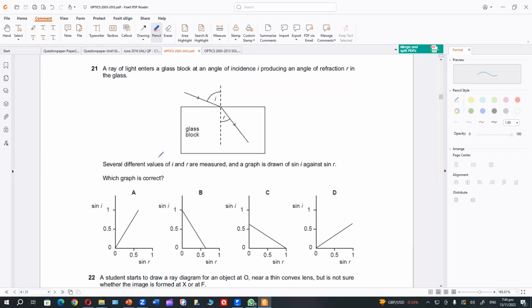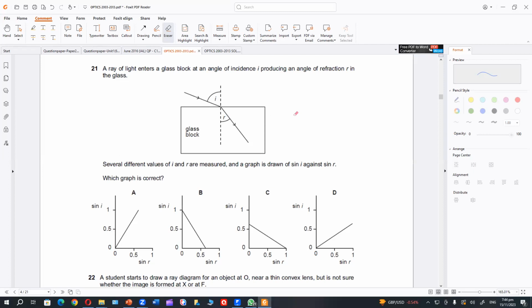A ray of light enters a glass block at an angle of incidence I, producing an angle of refraction R. Light is moving from lighter to denser. Several different values of I and R are measured. The formula is n equals sine I upon sine R, and a graph is drawn of sine I against sine R. Remember, angle I is always greater than angle R. Why? Because light bends towards the normal when it moves from lighter to denser.